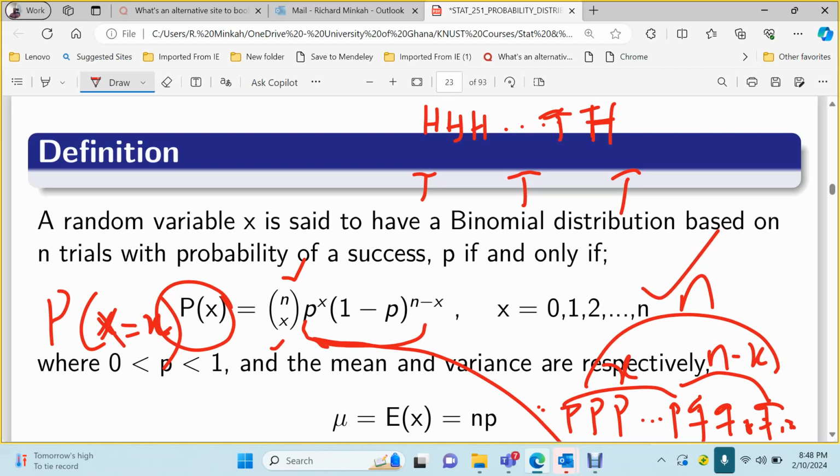So intuitively, that's how you derive the binomial distribution. And X, remember, is the number of successes. So you start from 0, 1, 2, 3, up to N. Please check the domains of all the X's that we'll be dealing with.